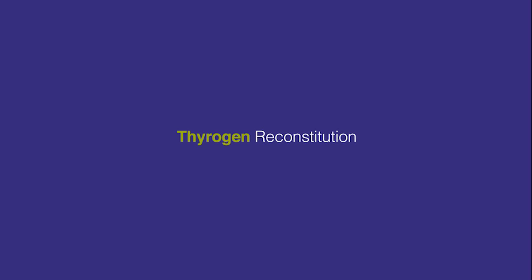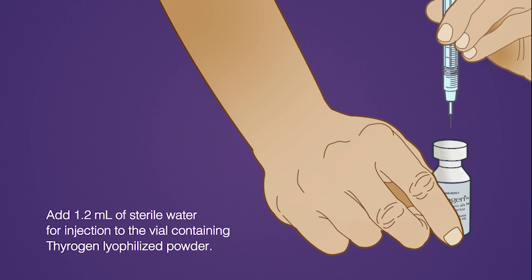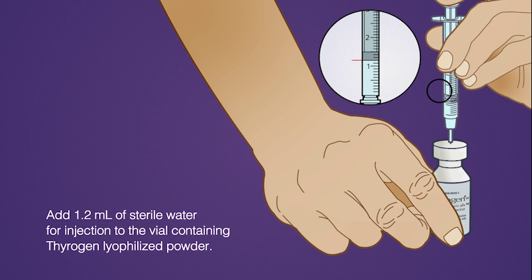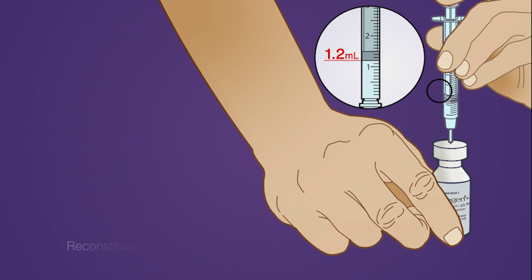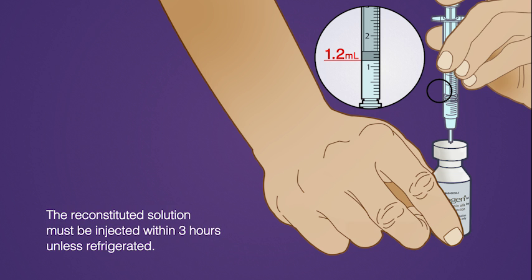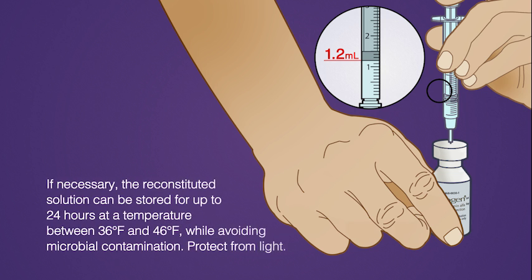Thyrogen reconstitution. To begin reconstitution of Thyrogen, add 1.2 milliliters of sterile water for injection to the vial containing Thyrogen lyophilized powder. Reconstitute immediately prior to use. The reconstituted solution must be injected within 3 hours unless refrigerated. If necessary, the reconstituted solution can be stored for up to 24 hours at a temperature between 36 degrees Fahrenheit and 46 degrees Fahrenheit while avoiding microbial contamination.